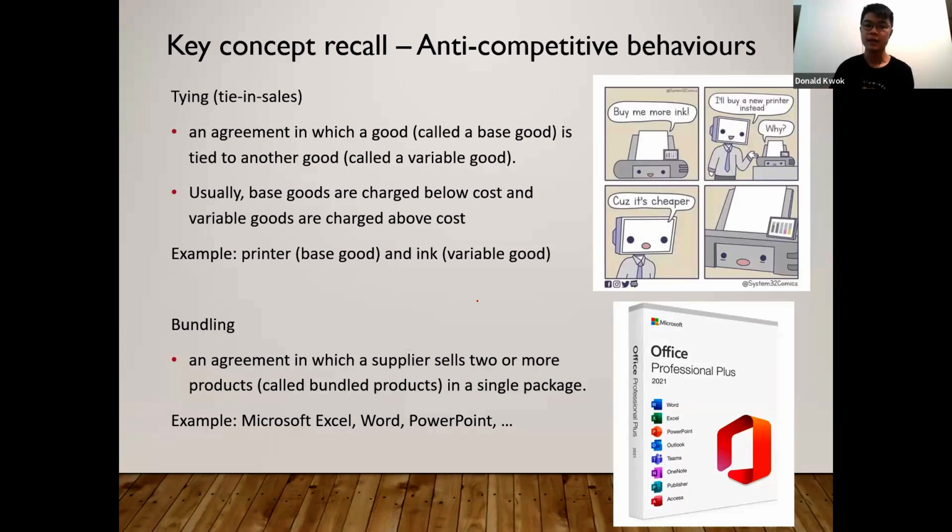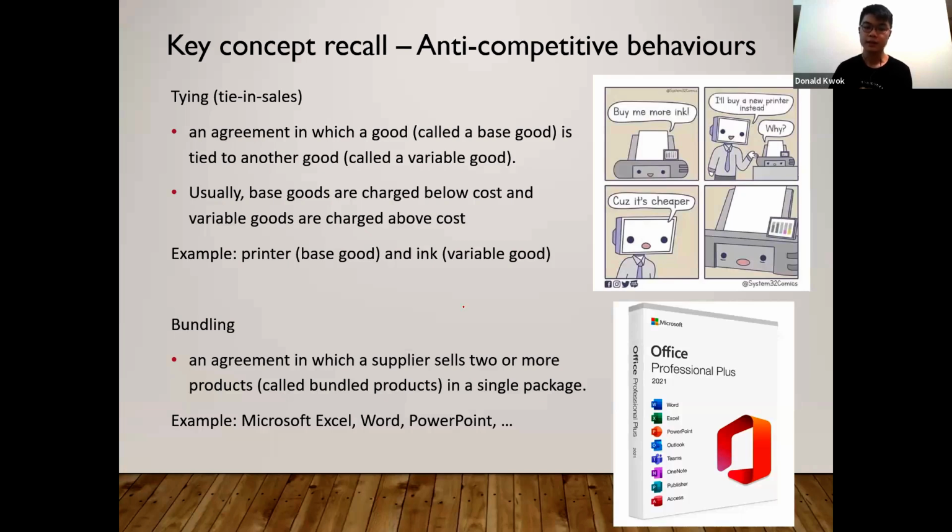For tying, the example I use here is printer and ink, where the printer is the base good and ink is the variable good. In theory, you need not buy printer and ink together, right? But in practice, you need to use them together to satisfy your wants for printing, right? So this is a feature of tying. The two goods will be used together as complements to each other. You need not buy them together.